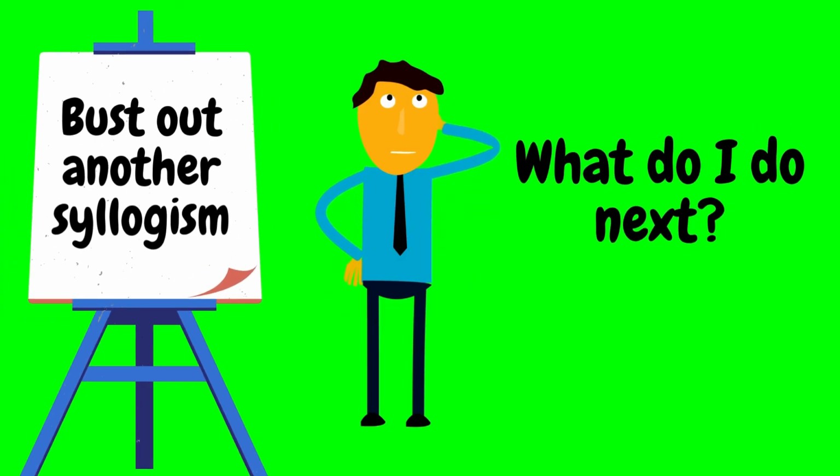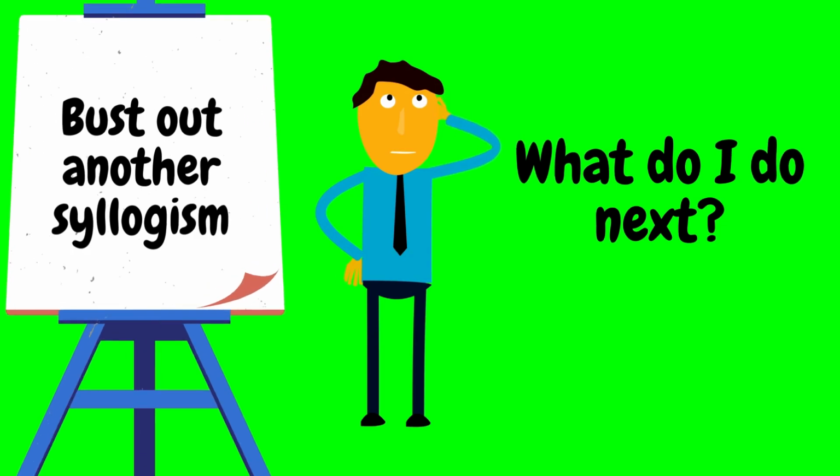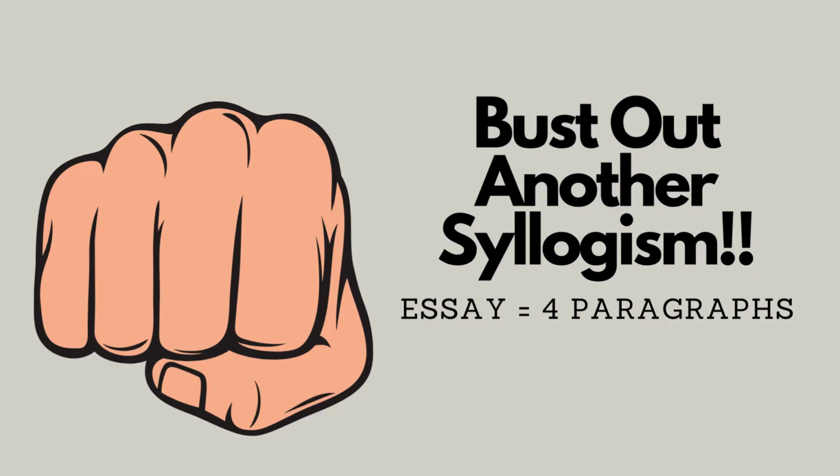We have to ask ourselves. And this might shock you, and you might say, oh my gosh, it's that easy. Here's what you do. You bust out another syllogism. So we know that the essay is going to be 4 paragraphs long. So all FRQs, Lang and Lit, 4 paragraphs is what my students write. Intro, 2 bodies, and a conclusion.